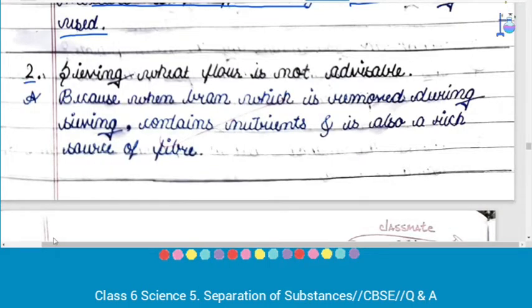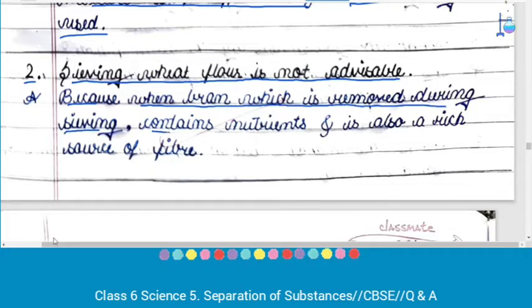Second question, sieving wheat flour is not advisable because the bran which is removed during sieving contains nutrients and is also a rich source of fiber.